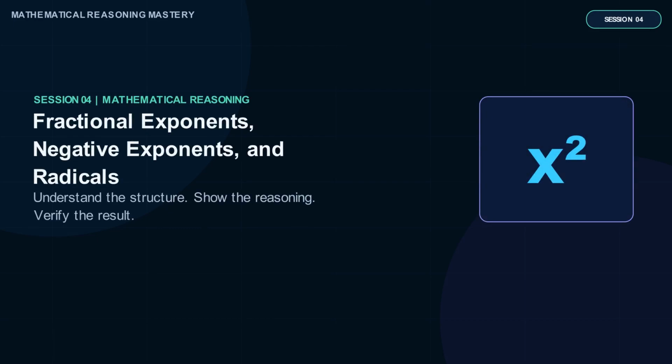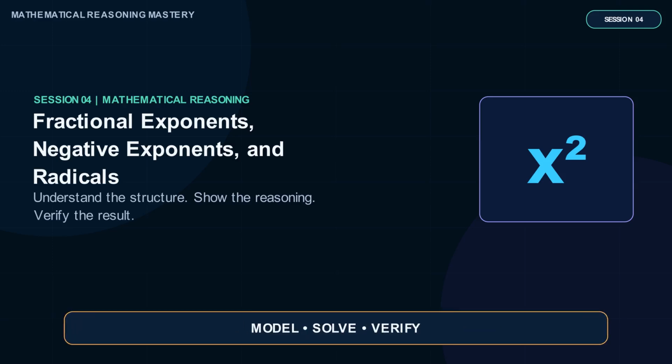Welcome to Session 4, Fractional Exponents, Negative Exponents, and Radicals. This lesson develops mathematical reasoning that stays reliable when a problem looks unfamiliar. You will learn to translate roots and rational exponents, to apply reciprocal rules correctly, and to simplify radicals exactly. These are connected habits, not isolated tricks.